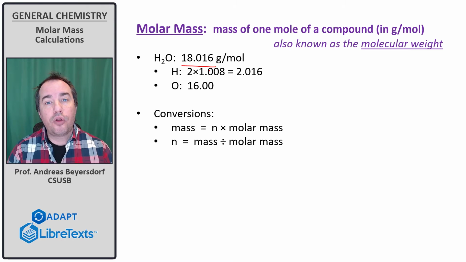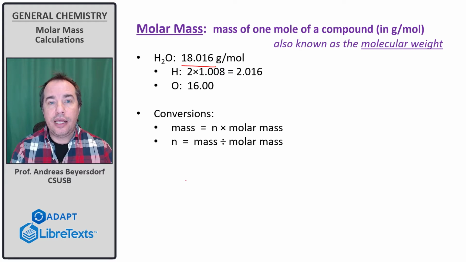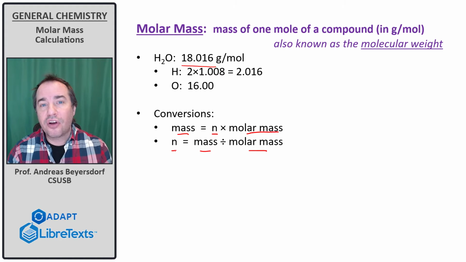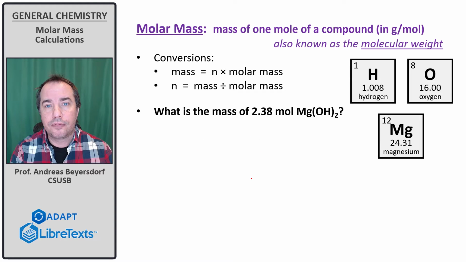Now we can use molar mass to convert between the moles of a compound and the mass of a compound. We can take the moles and multiply by the molar mass, and that gives us the mass. Or we can take the mass and divide by the molar mass to get us the number of moles. These are the same conversions that we use when looking at elements and converting between the moles of the element and the mass. Let's look at some examples.